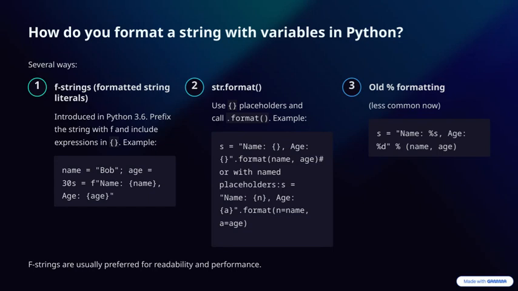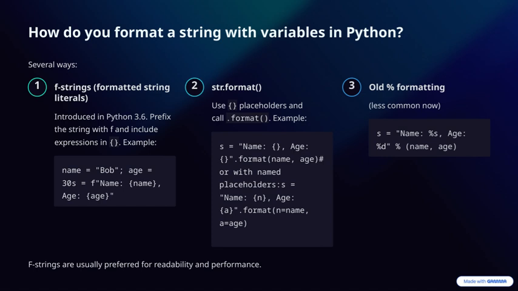So, when it comes to formatting strings with variables in Python, there are several ways to do it, but some are more common and more readable than others. First, there's the old style using the % operator, like s = "%s is %d" % (name, age).